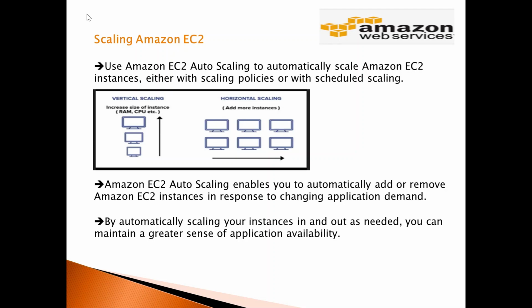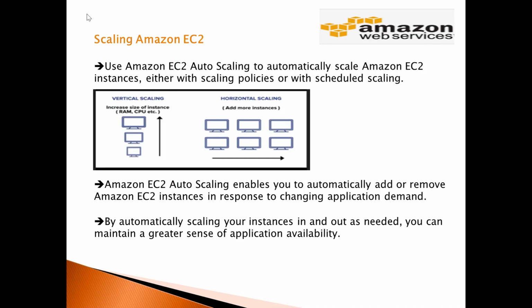EC2 instances that can scale up or scale down depending on conditions you set. So by using scaling, you can save cost by cutting down the number of EC2 instances when not needed and scaling out to add more instances only when it is required. So there are two types of scaling. First one is vertical scaling and second one is horizontal scaling.